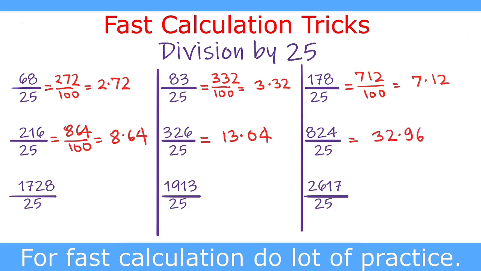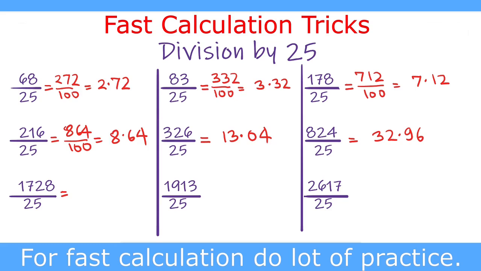So this way you can do it orally. Till you are unable to do it orally, you can write this step of multiplying it by 4 and then dividing it by 100 or putting decimal after 2 digits from the right. Now we can first put the decimal after 2 digits and then we can multiply it by 4. In our next questions, we are going to adopt that method.